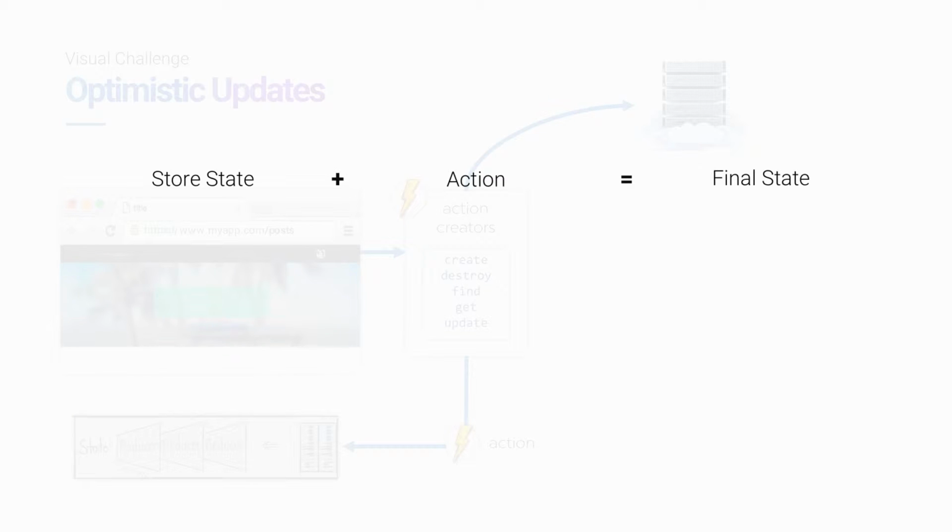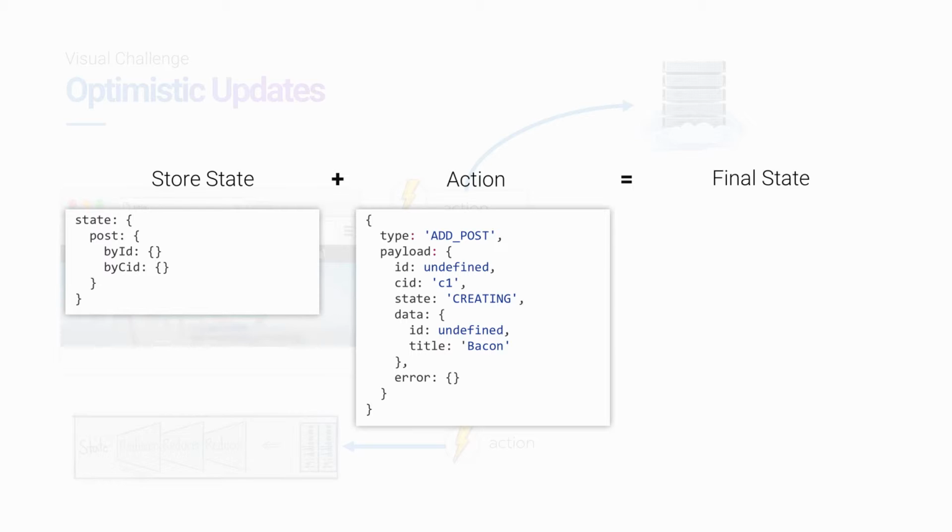Recall that the way the store works is that we take the initial state in the store, and then the reducers process the action, and we end up with the final state that the application is notified about. Our initial state in this example is empty, since we haven't fetched or created any data. And our action declares that a request to create a post has just been sent out.